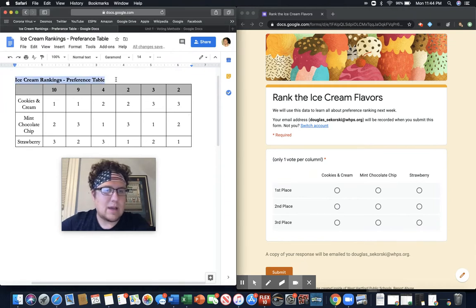So you can see up top, I labeled the table ice cream rankings. It's a preference table, and if you want to pause your video for a second, I encourage you to pause and look at this table and just try and figure out what's going on. So I'll give you 1 second to pause it.